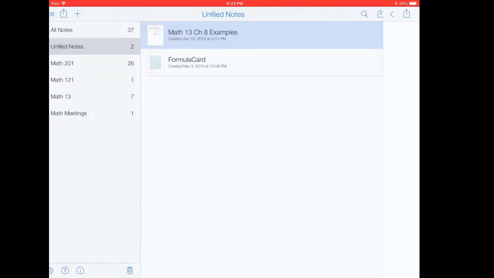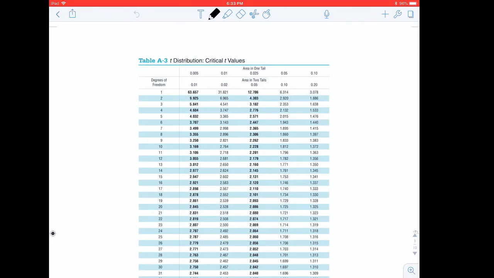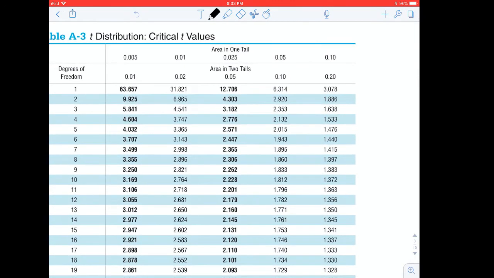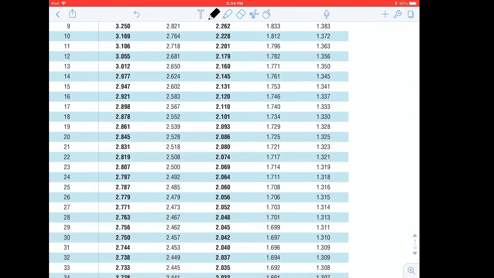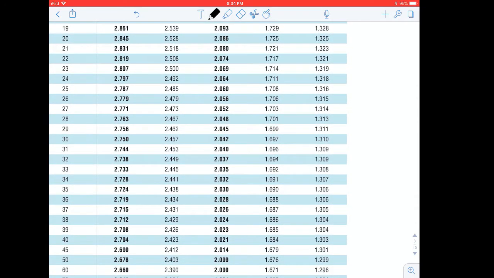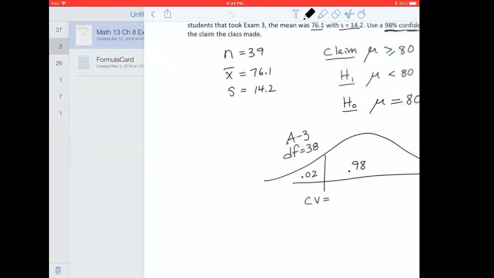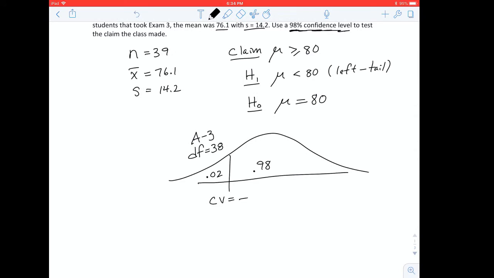So now let me go over to the table. So we use this part that says 1 tail, and then they don't have 0.02, so use what's closest, 0.025. So use the middle column, and then degrees of freedom is 38. So that's going to be this one right here, 2024. Since it's on the left, it's going to be negative 2024 with a little decimal point in there.